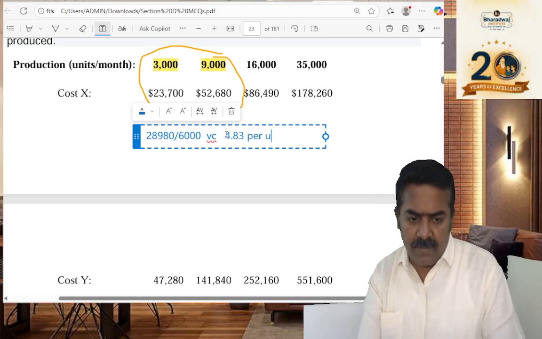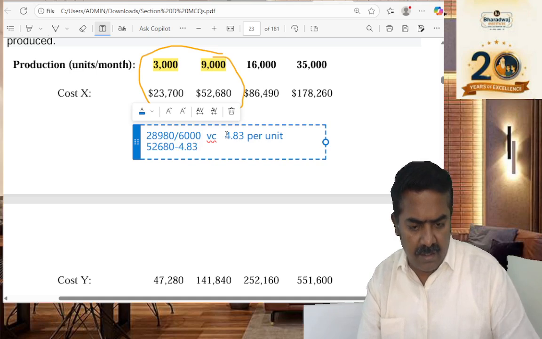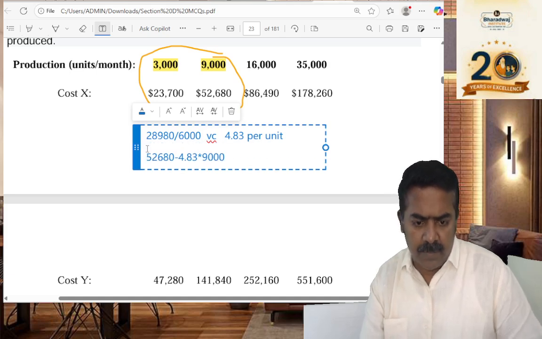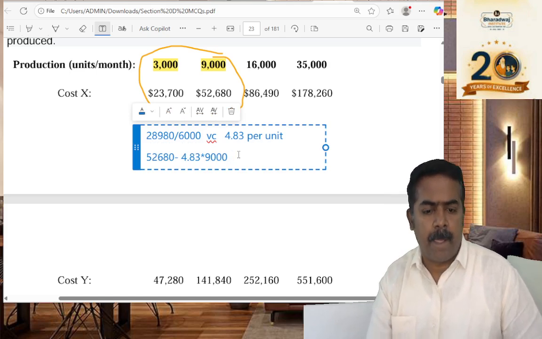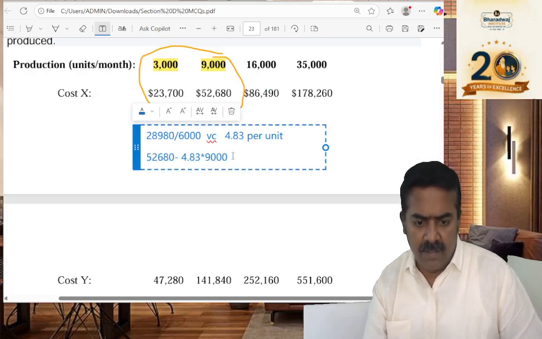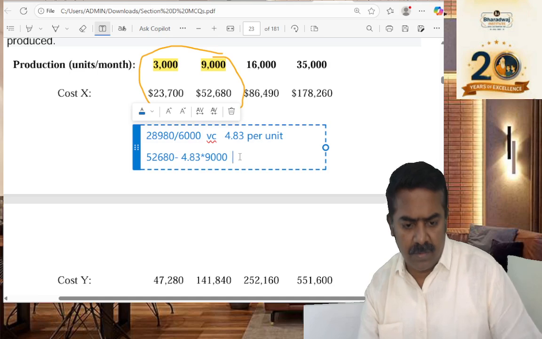4.83 per unit. So from the total 52,680 minus 4.83 into 9,000, you get fixed cost. This will give us fixed cost. Total cost for 8,000. Let us do it. Tell me the amounts. Adjust this 52,680. 92.